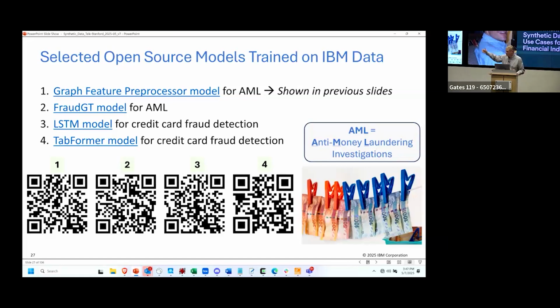So these are all open source models. The QR codes are there. There are also things like old-fashioned LSTM models for credit card fraud detection. And I must say things like gradient boosted trees, LSTM actually work very well for credit card fraud detection. There's a transformer-based model called Tabformer, also for credit card fraud detection. And again, these all, I think, are very interesting approaches. But again, I think it's early days for some of this stuff.